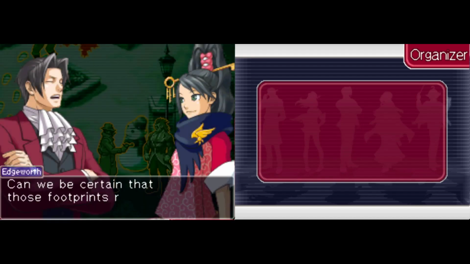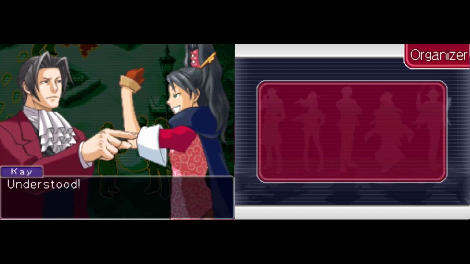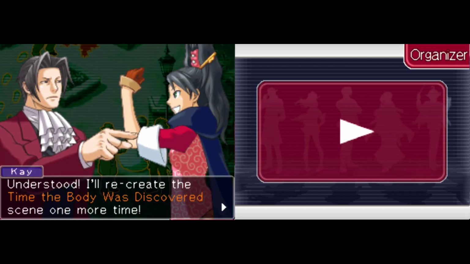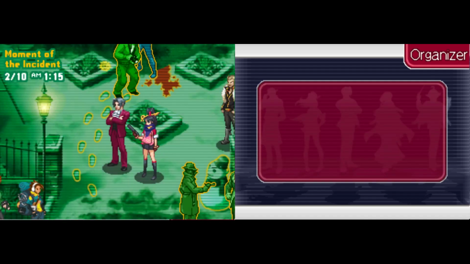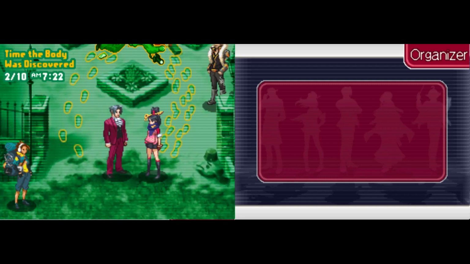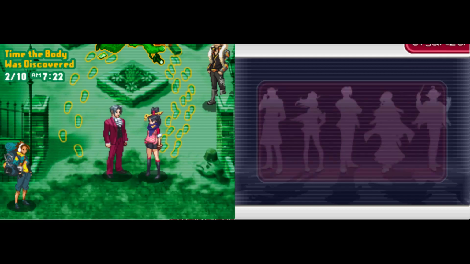Can we be certain that those footprints really are Mr. Cameron's? It seems we'll need to investigate them one more time. Understood. I'll recreate the time the body was discovered scene one more time. Oh, okay. These footprints should match up with Mr. Cameron's shoes, right? Let's inspect them again.